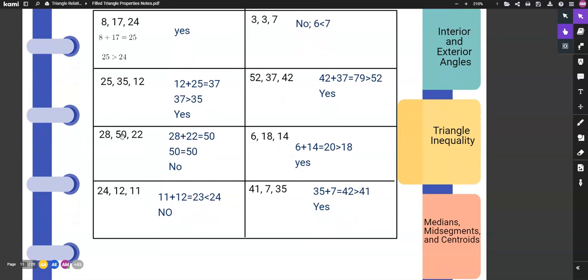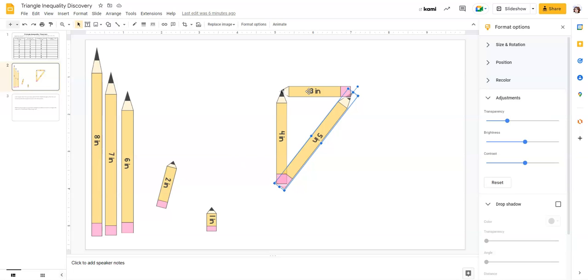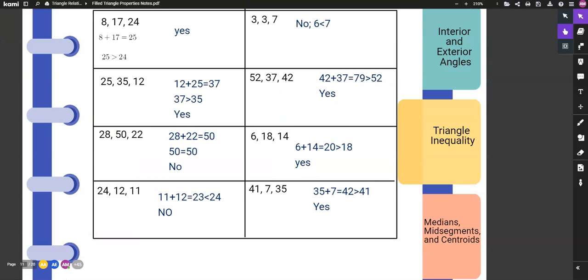This one has 28, 50, and 22. 28 plus 22 equals 50. Because 50 is equal to 50, the answer is no. As you saw when we tried to do 3, 2, and 5. Okay, 3 plus 2 is 5. 5 equals 5, so it doesn't work.